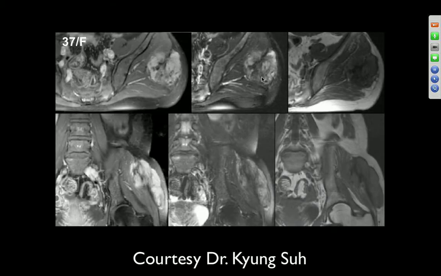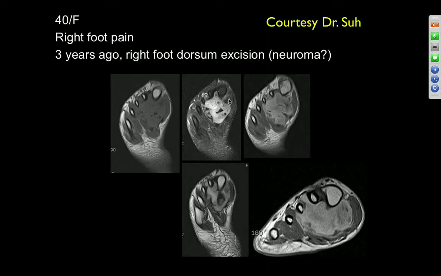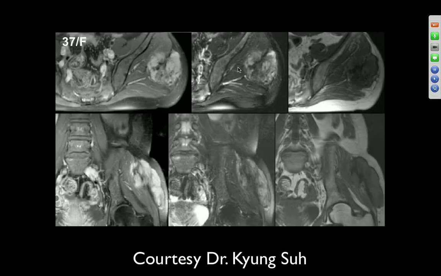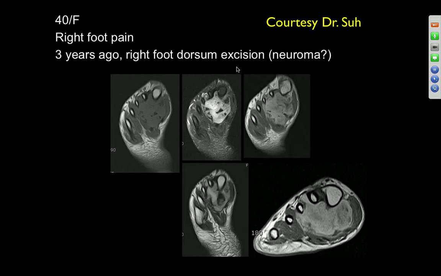A 37-year-old female, again a lesion that has a lot of low signal intensity, but also some high signal intensity areas within it. Oops. Sorry about that. Let's go on to this case. I must have accidentally removed the rest of that study.